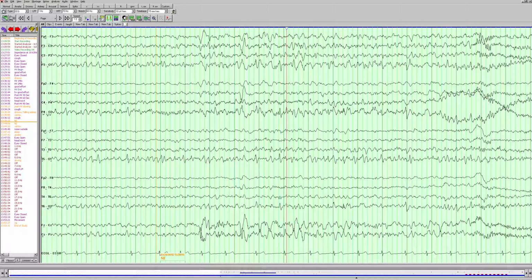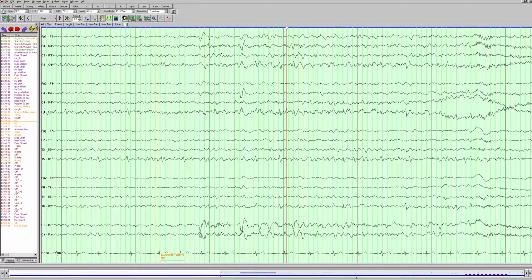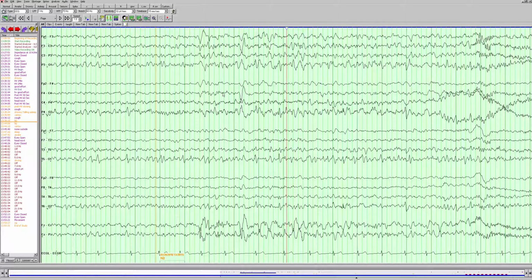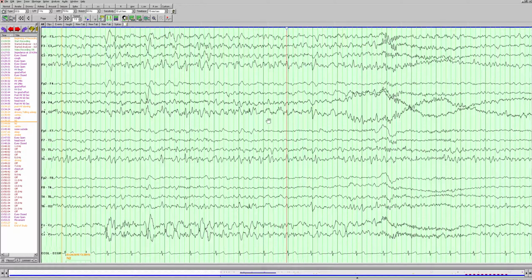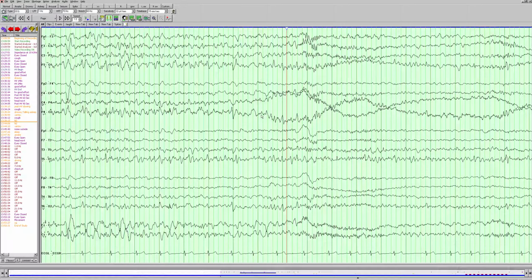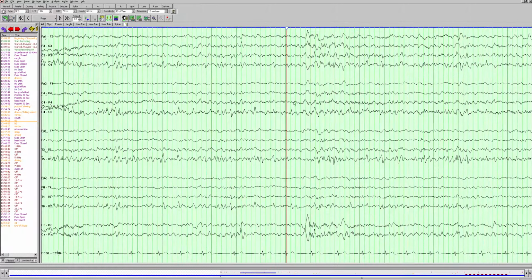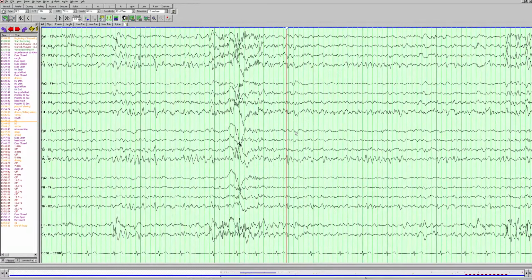Now we're seeing something new. These are sharp waves we're seeing at the vertex, and those are also known as vertex waves. And those are what I was mentioning earlier we can see in stage N1 sleep or drowsiness. Now stage N2 sleep is the first stage where we really say the patient is sleeping. And we can say that someone's in stage N2 sleep when we see either sleep spindles or K-complexes.